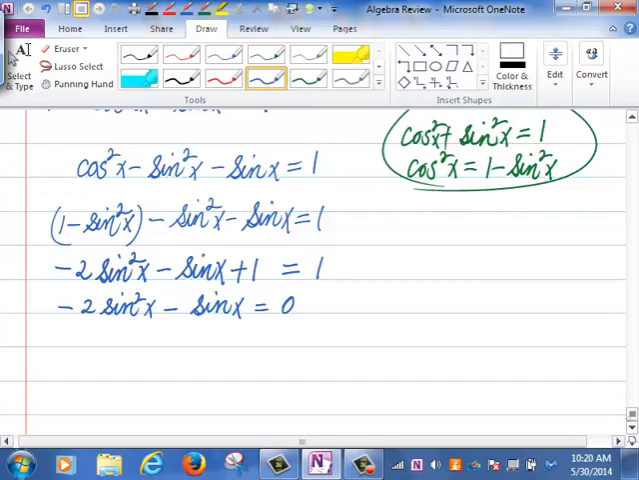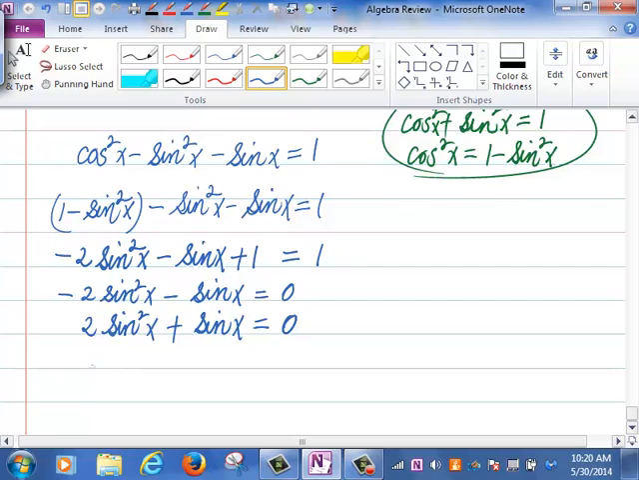What I'm going to do next is multiply both sides by negative 1. So what do I get? 2 sine squared x plus sine x is 0. Next, notice that I can factor out sine x. So I get sine x times 2 sine x plus 1 equals 0.